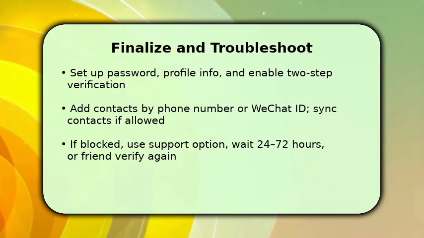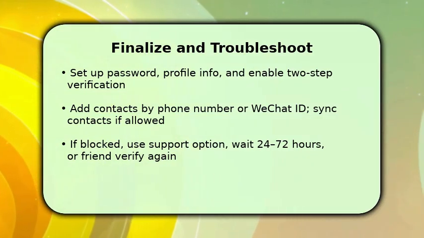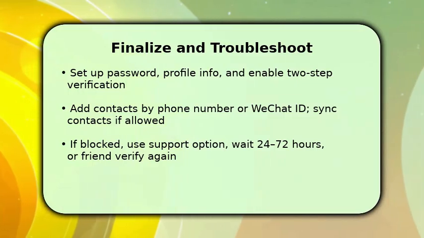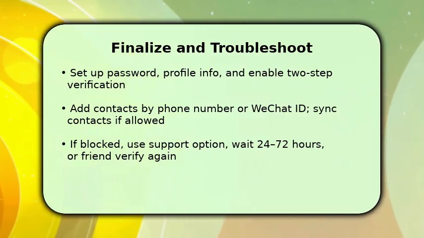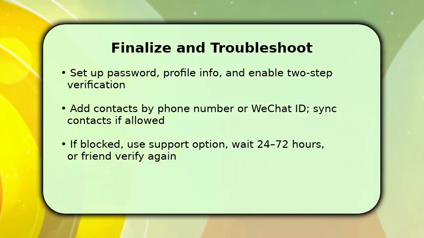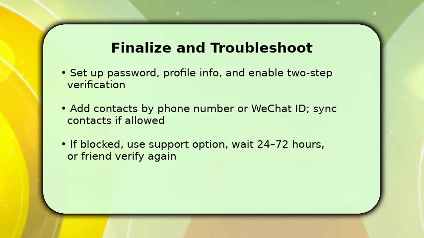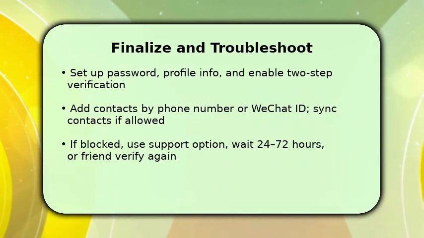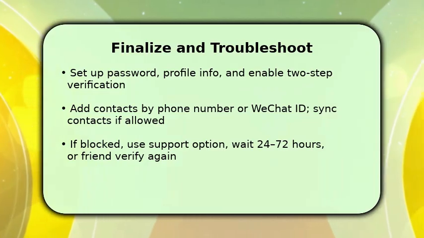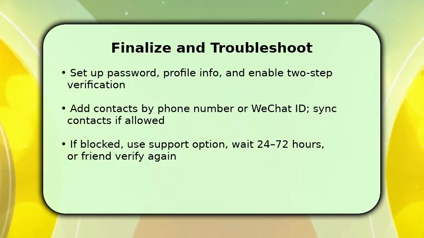If verification fails or your account is temporarily blocked, try friend verification again or use the in-app support help. Be prepared to wait 24 to 72 hours for review. If you hit errors, double-check ID photo clarity and ensure your SMS code was correct before retrying.